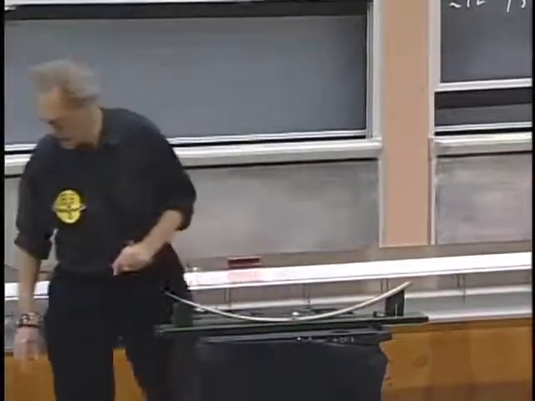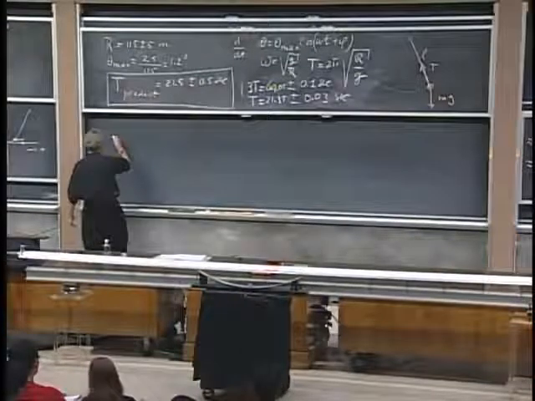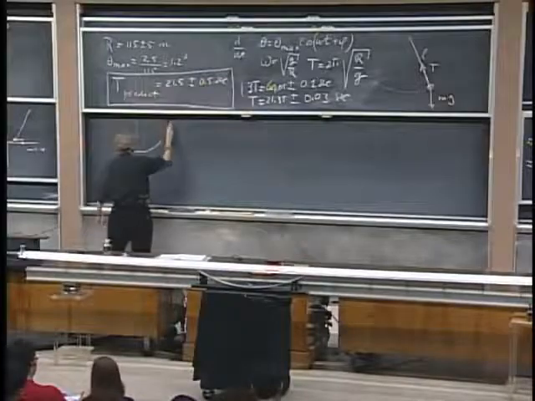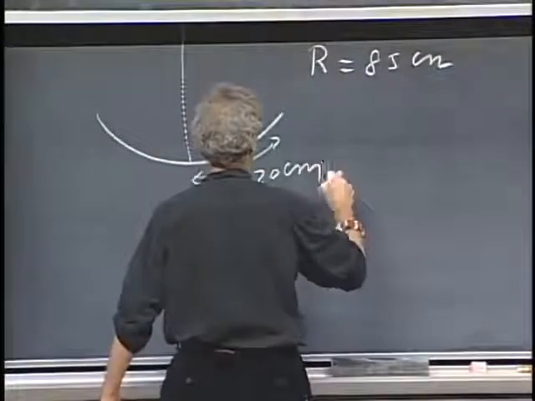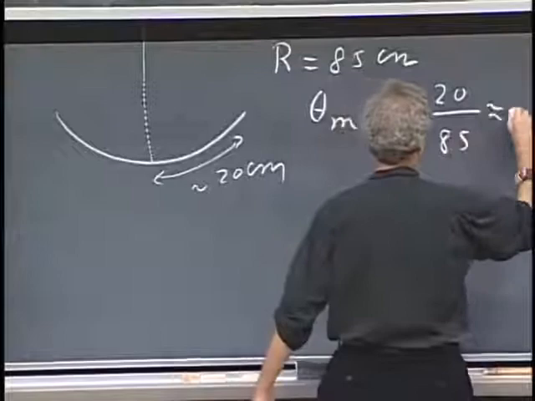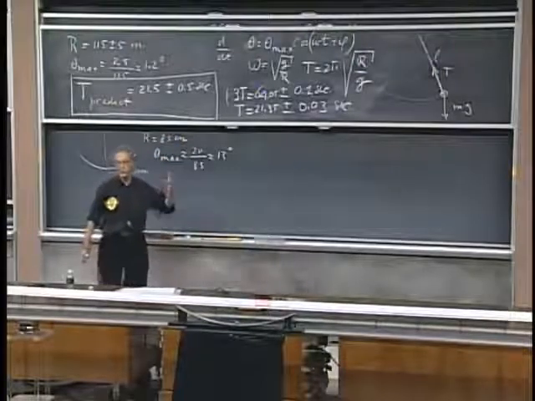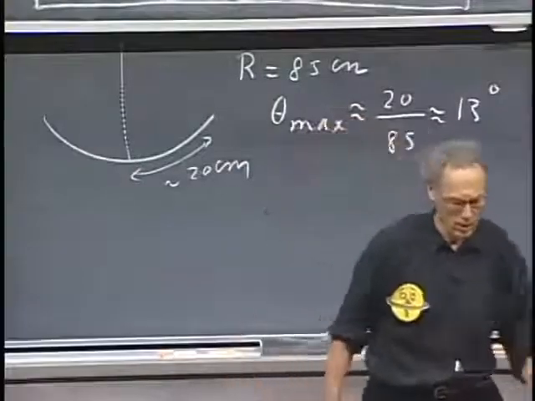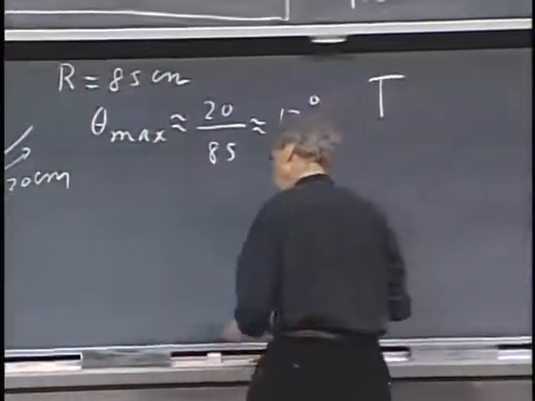And in this case, the radius is 85 centimeters. So we can calculate what the maximum angle is. Radius is 85 centimeters, and the arc to the edge is about 20 centimeters. So R equals 85 centimeters, and this here is approximately 20 centimeters, so theta maximum is roughly 20 divided by 85, and that is something like 13 degrees. 13 degrees is not a bad situation, because the difference between cosine theta and 1 minus theta squared over 2 is less than 0.01%. It's that small.